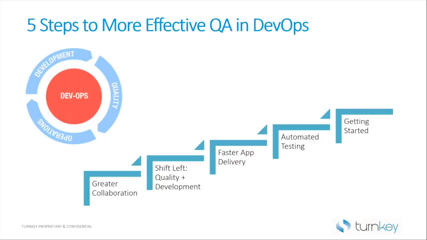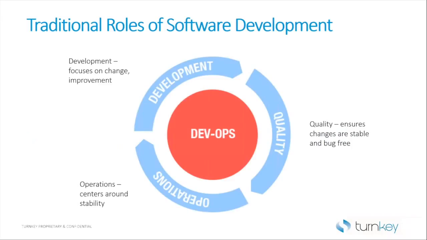This should, of course, lead to faster application delivery. But in that process, as you integrate quality throughout the entire process and are able to shift that from the end of the process as in a waterfall to an integrated process and shift it left, you should see quality integration with development. And at the end of the day, the glue that makes it all work is greater collaboration. So we're going to dig into each of those steps a little bit.